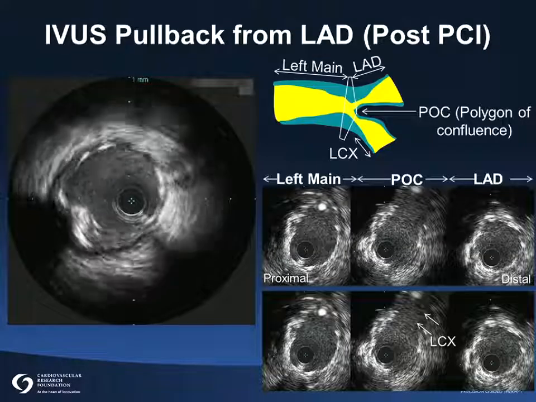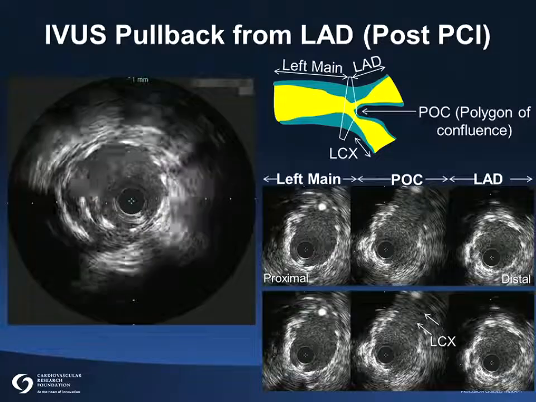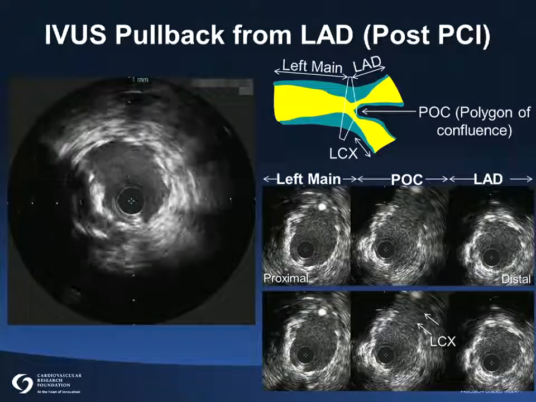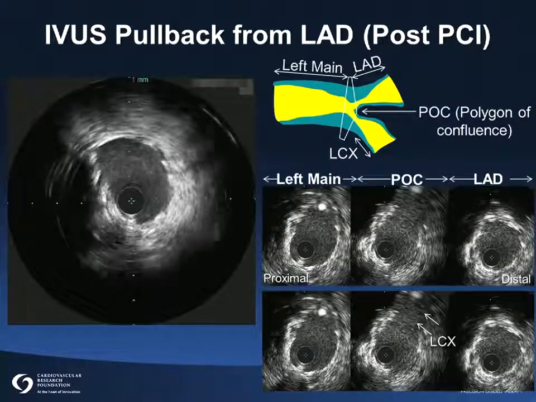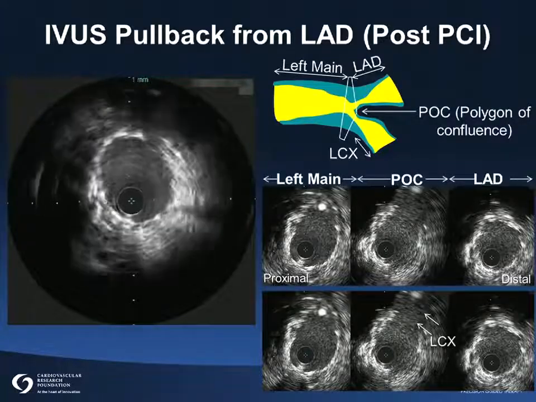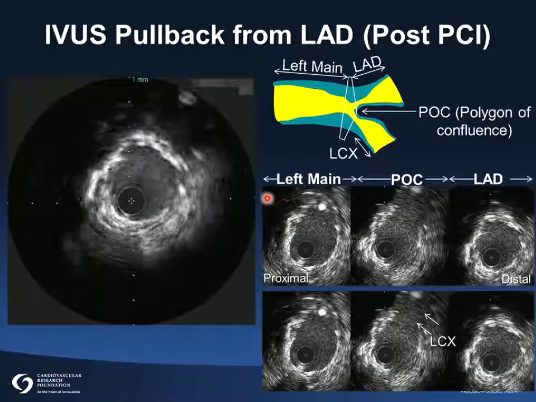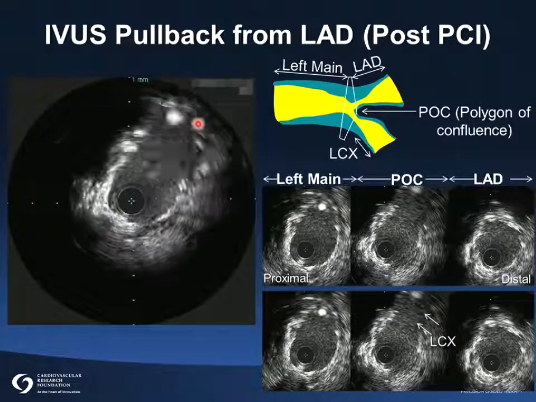This is the IVUS pullback from the LAD in the left main. Although the stent is elliptical in shape, because of the eccentric calcium, it is well expanded. The left circumflex appears at 1 to 2 o'clock.